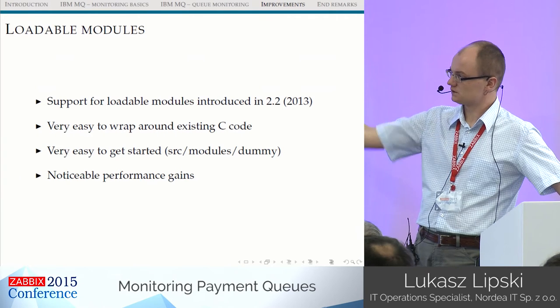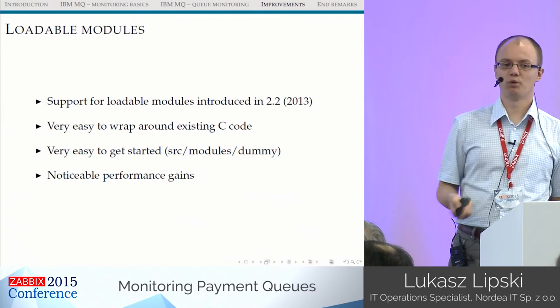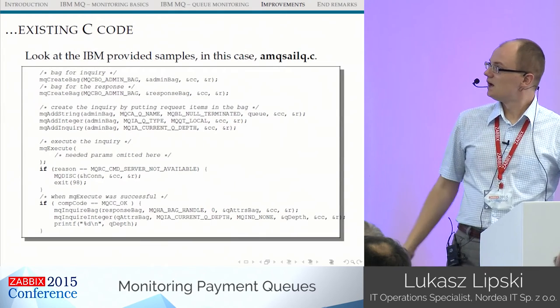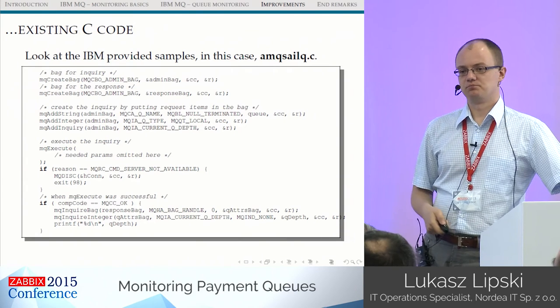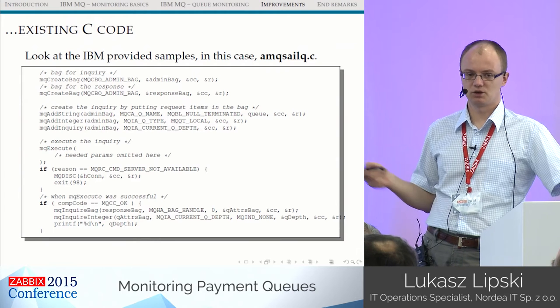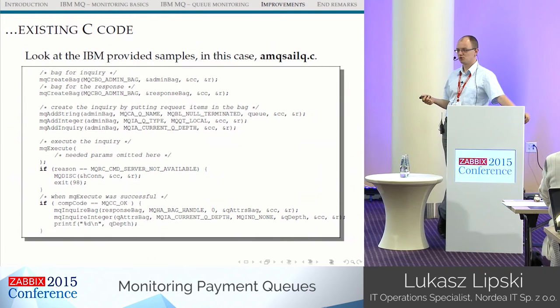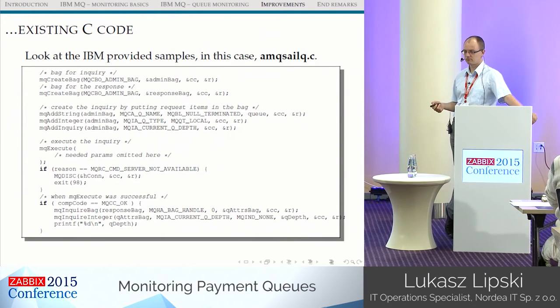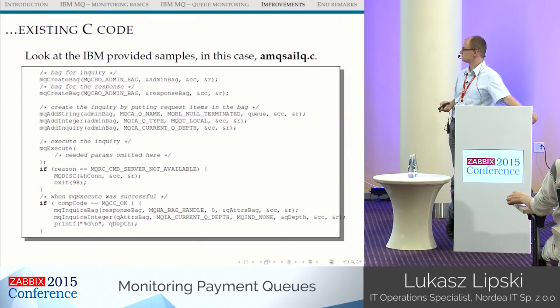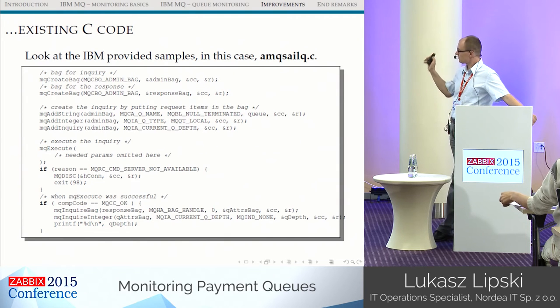So let's focus on the second sentence, that they are very easy to wrap around existing C code. So where do we get this existing C code? Existing C code is already given to us together with the IBM MQ. IBM provides code samples, and one of them checks all of the local queues for their depth. And in order to adapt this example, you need to only change a few lines of code. Don't focus on the code, it will be available.